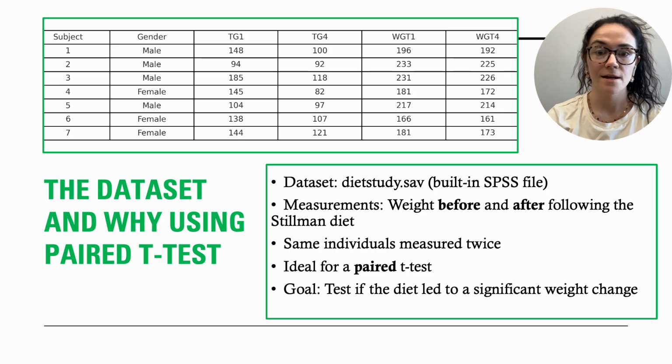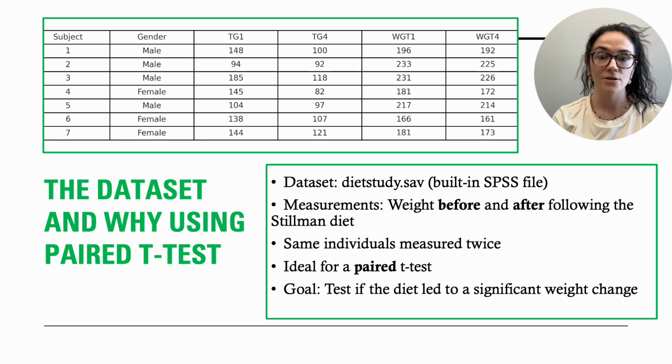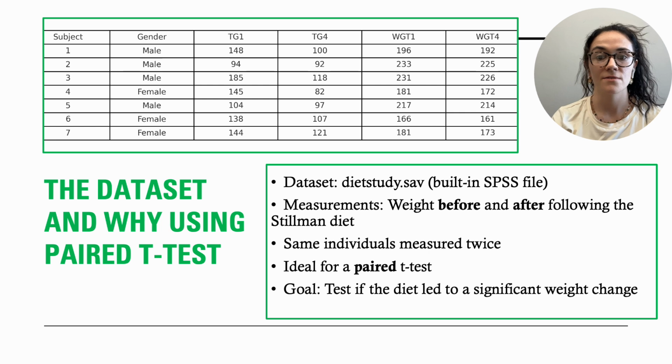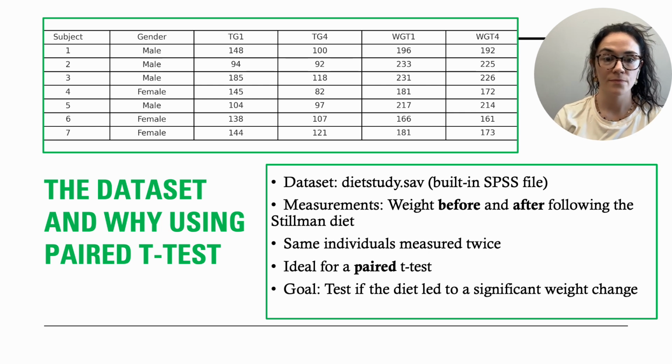For this analysis, I'm using a simplified version of the built-in SPSS dataset called dietstudy.sav. This dataset includes two types of measurements for each participant, weight and triglyceride levels, sometimes referred to as TG levels, taken both before and after participants followed the Stillman diet program.